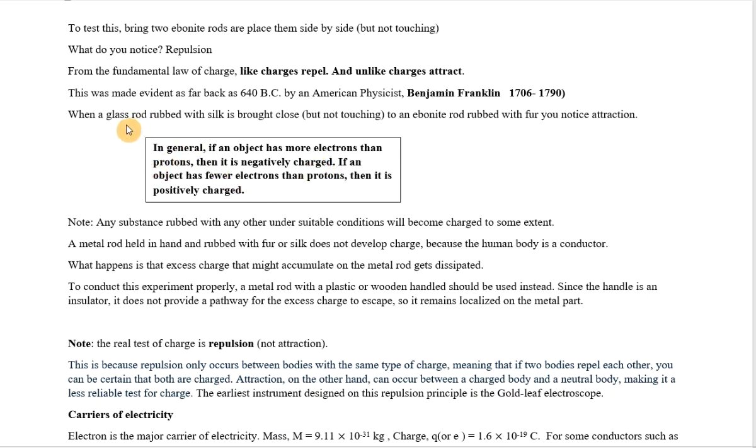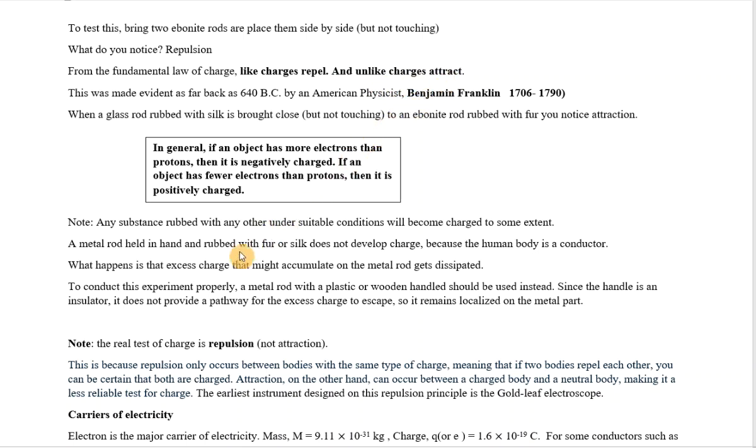And he noticed that when a glass rod rubbed with silk is brought close but not touching an ebonite rod that has been rubbed with fur, that attraction exists. So when you rub a glass rod with silk and you bring the glass close but not touching to an ebonite rod that has been rubbed with fur, you notice what? Attraction, because the ebonite rod rubbed with fur has acquired negative charge while the glass rod is positive. So you notice that like charges repel, but in this case now unlike charges what?